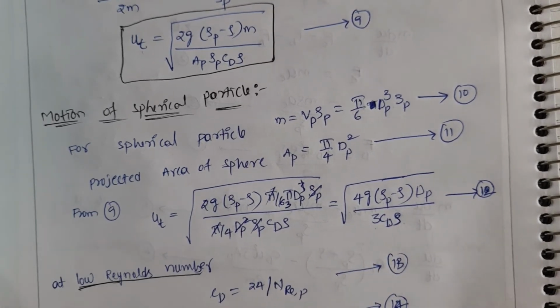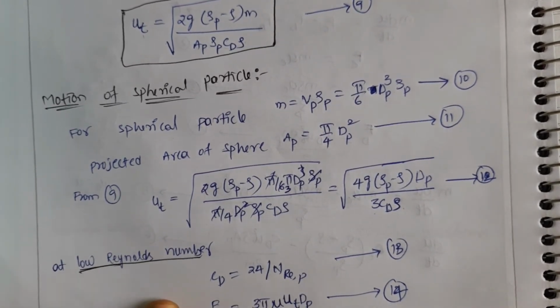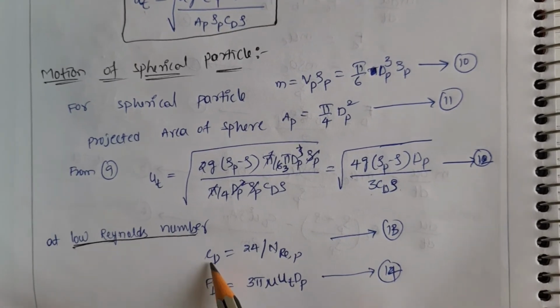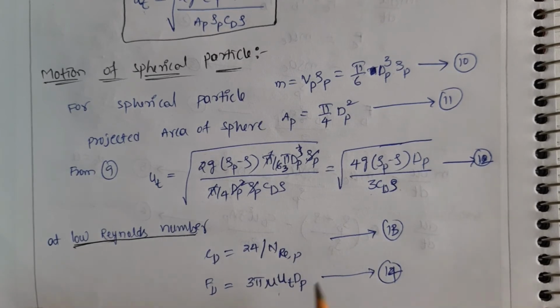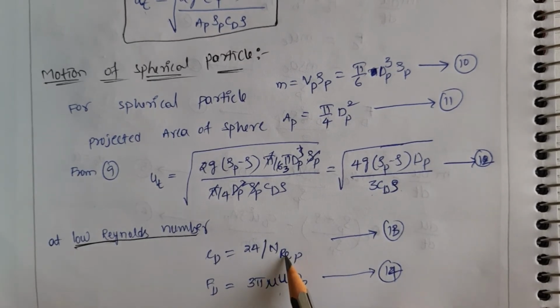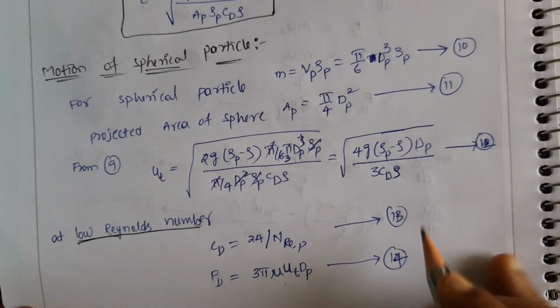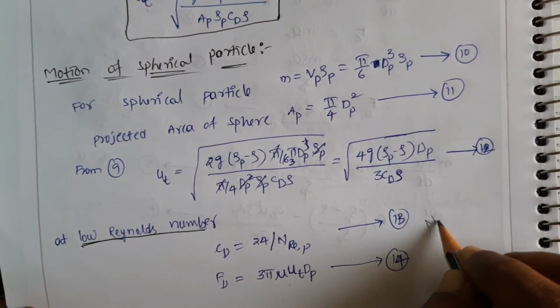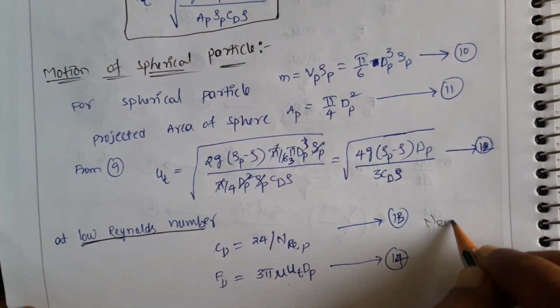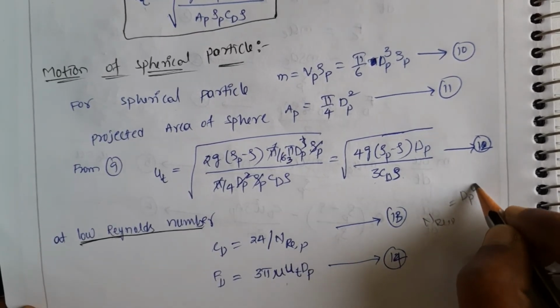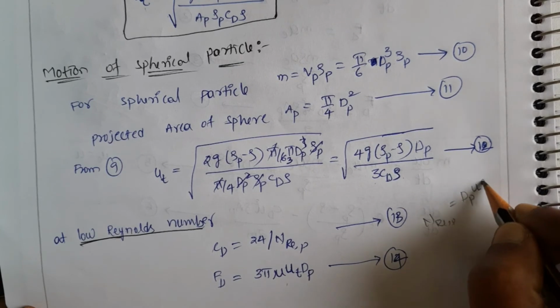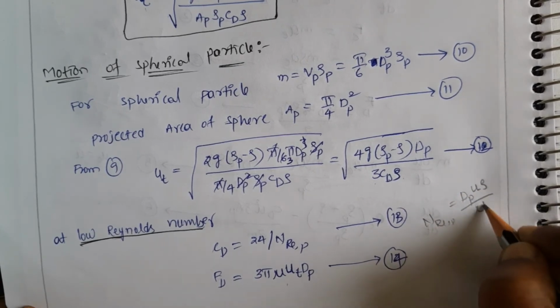So at low Reynolds number we can call it the Stokes law region. The drag coefficient Cd equals 24 by Re of the particle. So this is the drag force. Here again, the Reynolds number of the particle is the diameter of the particle times the velocity of the particle times the density of the fluid, divided by mu.